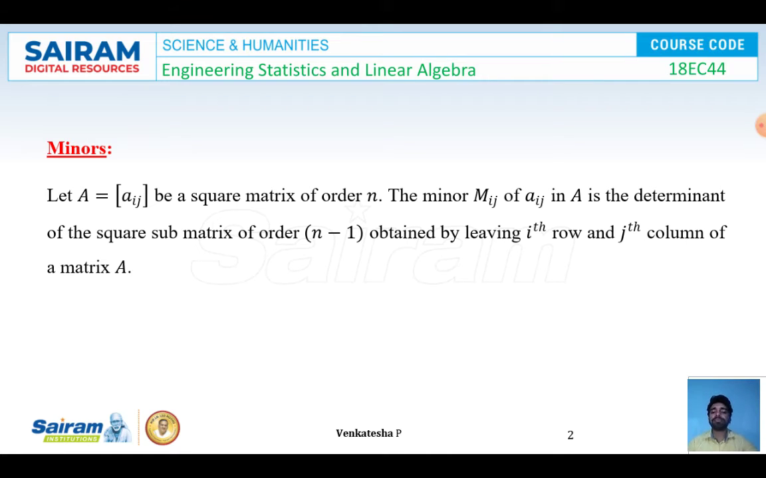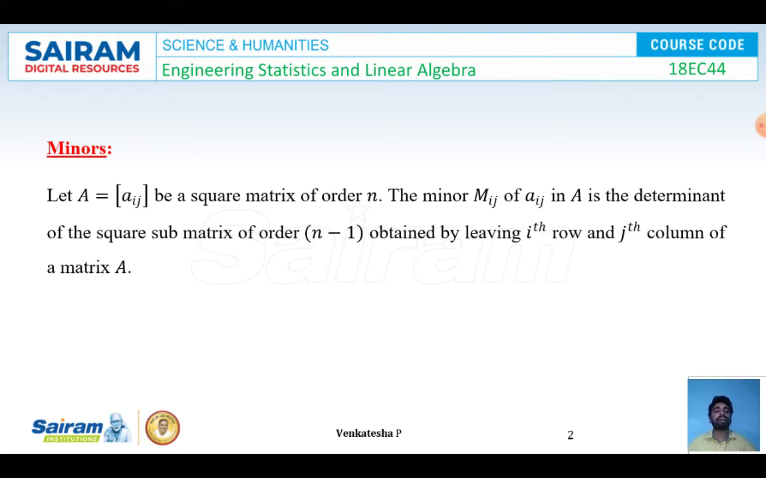What are minors? Let A equal Aij be a square matrix of order n. Then the minor Mij of the entry Aij in a square matrix A is the determinant of the square submatrix of order n minus 1, which can be obtained by leaving out the ith row and jth column of the square matrix A. For example, in a 2 cross 2 matrix, the minor will be of order 1 cross 1. Similarly, for a 3 cross 3 matrix, the minor will be of order 2 cross 2.